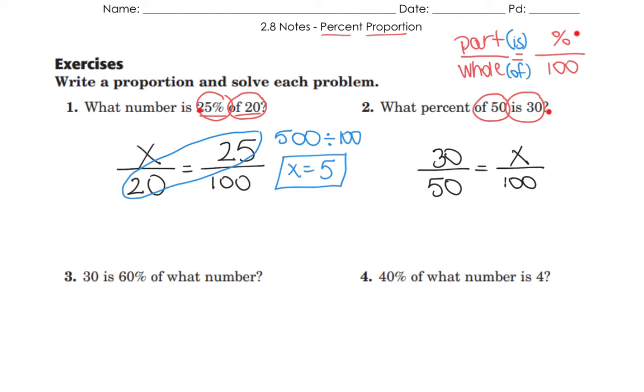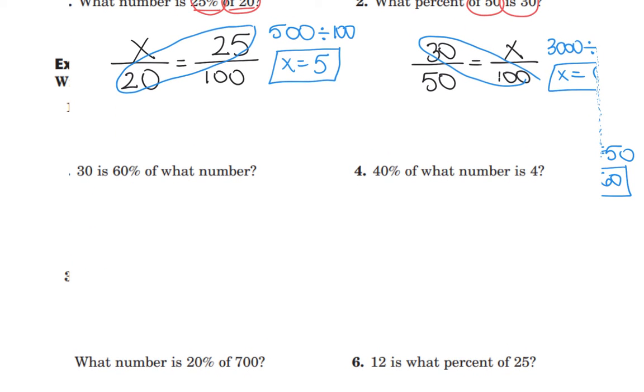So we're going to cross multiply. We can't cross multiply this way because we don't know what X is. So we're going to cross multiply this way. So we're going to do 30 times 100. That equals 3,000. Then I'm going to divide that by the leftover number. So the leftover number that we haven't used in this problem is 50. And then that's going to give us X. 3,000 divided by 50 equals 60. So the missing percent in this one is 60.